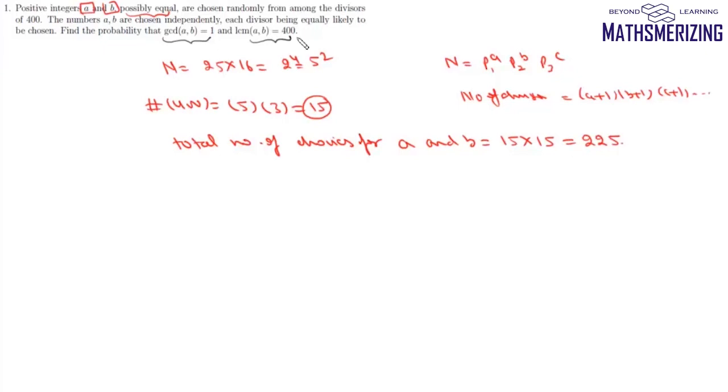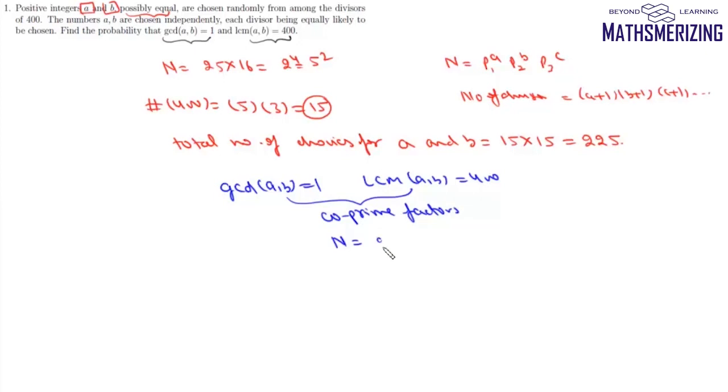Now we need to find the probability that these numbers are chosen such that their GCD is 1, which means there is nothing common between a and b, and the LCM of a and b is 400. This simply means that a and b are coprime factors of this number n. So we are looking for coprime factors. Now how do we split 400, which is 2 to the power 4 into 5 square, into two coprime factors? For coprime factors, each of these terms, 2 to the power 4 and 5 square, must go to either a or b.